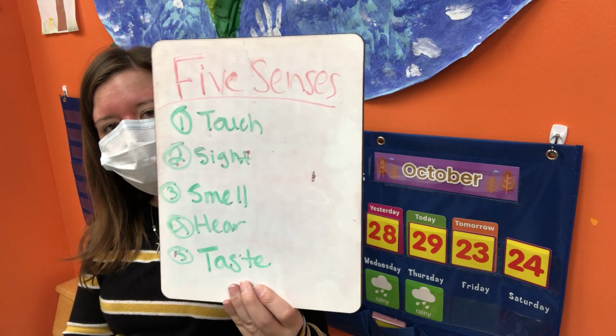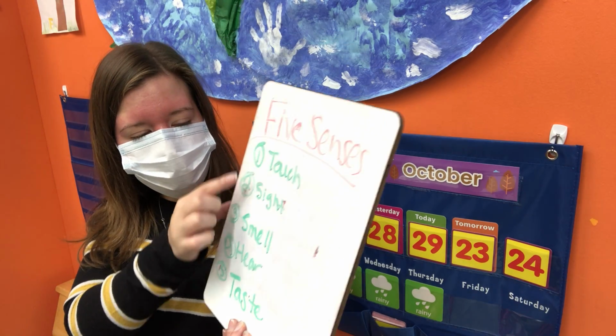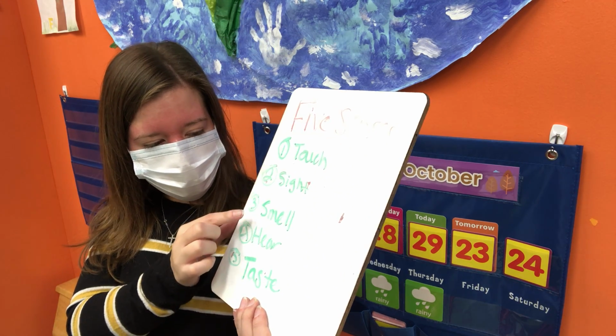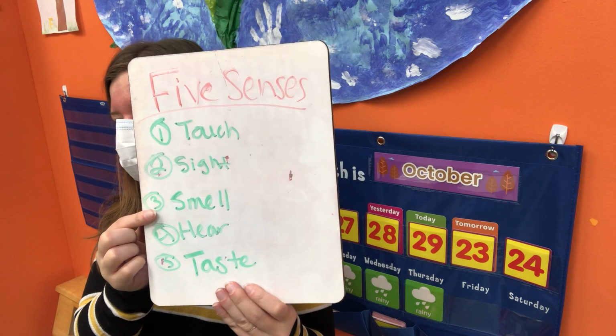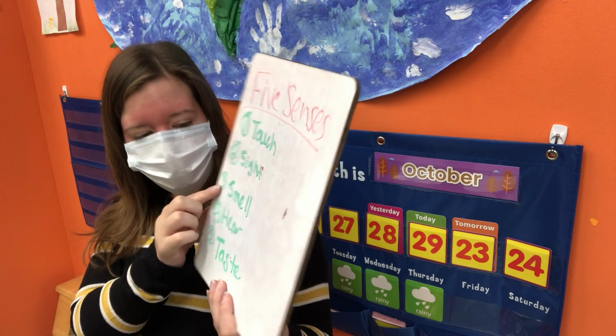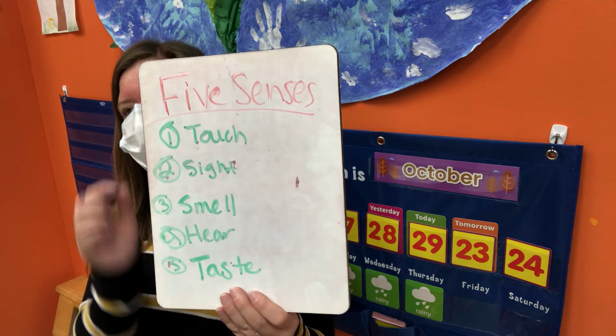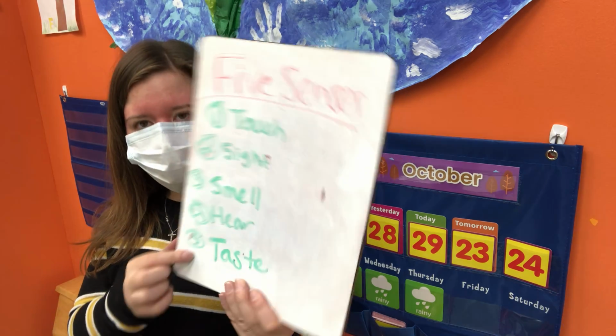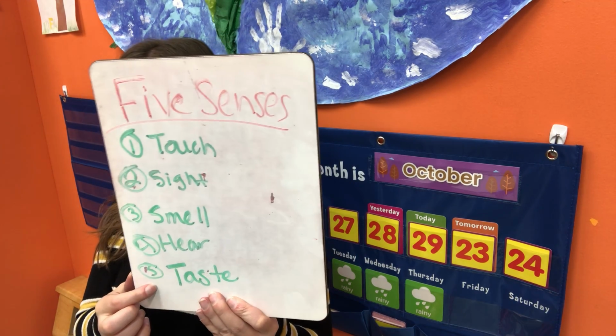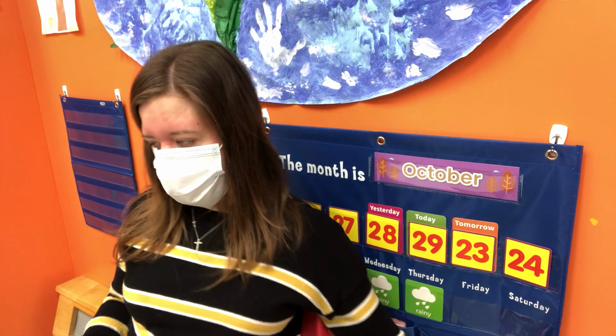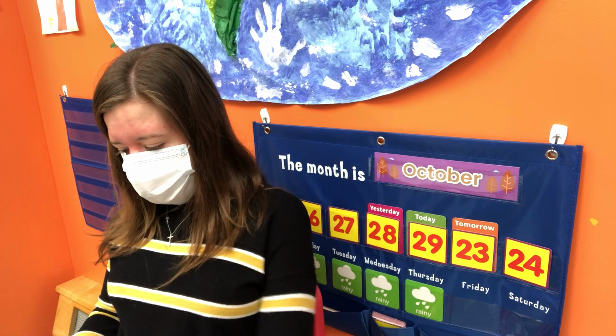Okay, so we said we have five senses. So we said we could touch, we could see, we could smell with our nose. We can hear with our ears. We could taste with our mouth. That's right. Okay.